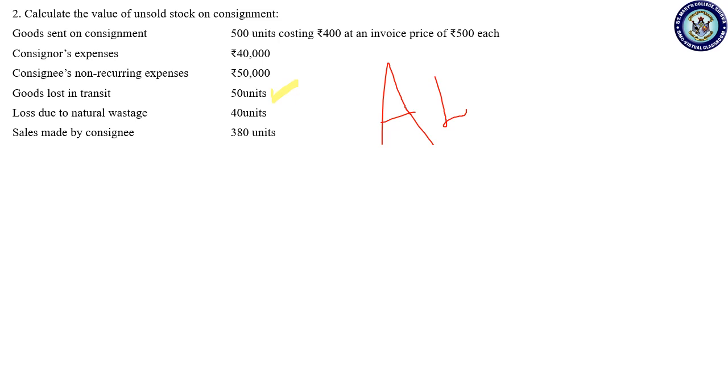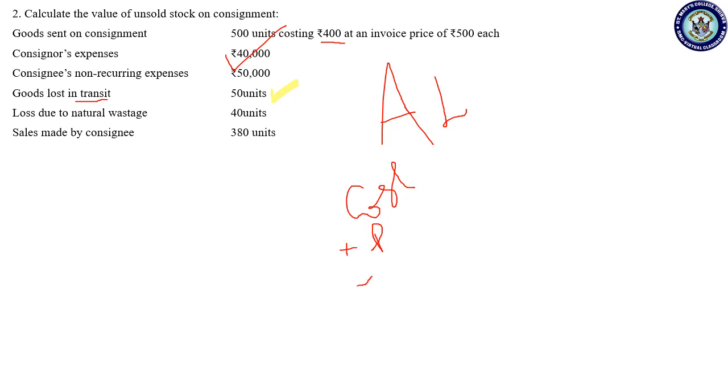What is the format? First you have to take cost. So cost, you know, 50 units into 400, because the goods lost in transit didn't reach the consignee, so you have to take 400 per unit. Then you have to add proportionate non-recurring expenses of the consignor. That consignor's expenses are all non-recurring, so you have to take them.